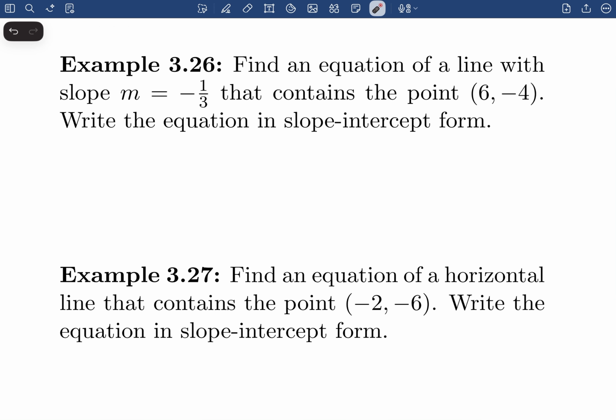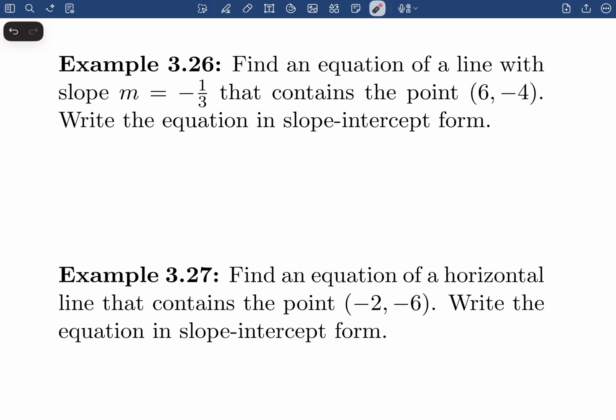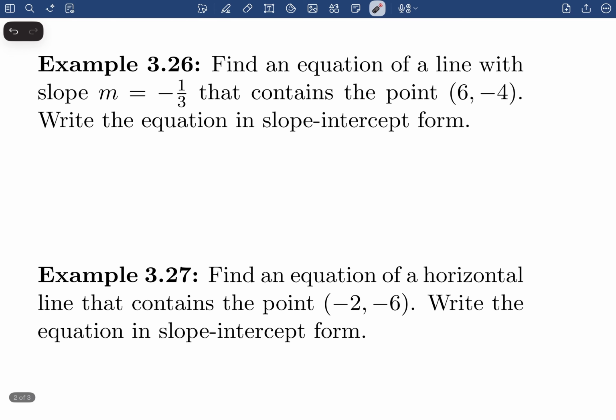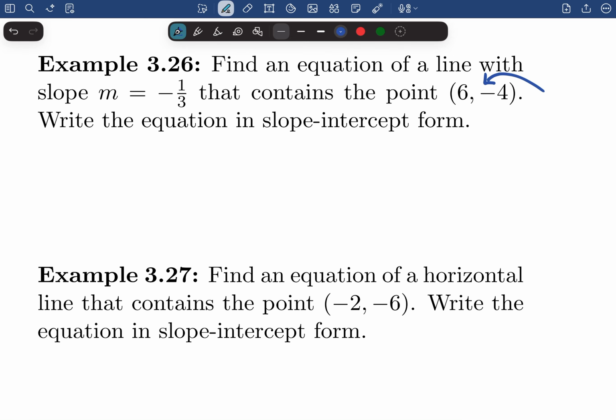So example 3.26 says, find an equation of a line with slope m equals negative 1/3 that contains the point (6, -4). Write the equation in slope-intercept form. Now, when I look at this, I quickly notice they just gave me a point. That point is like x1, y1. That's the first point that we've been given. And they also told me the slope. My slope is given here.